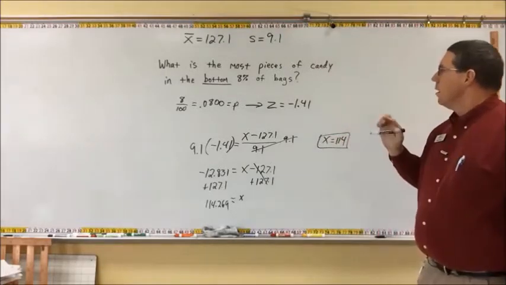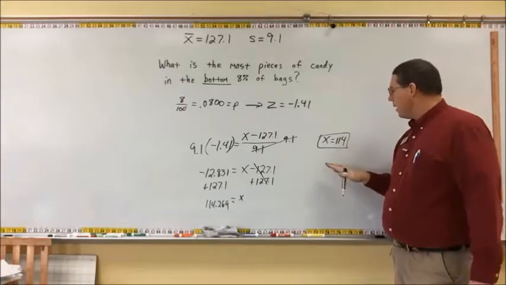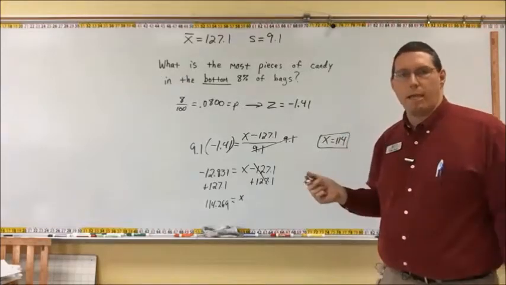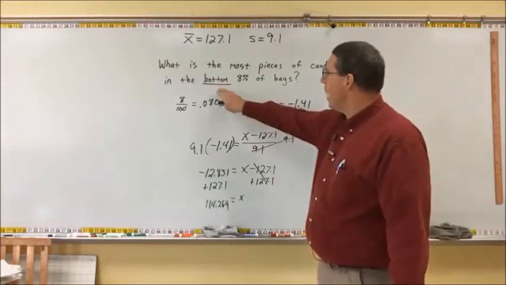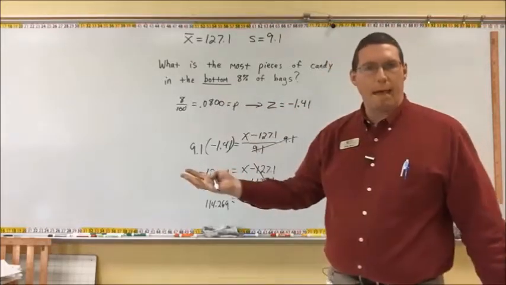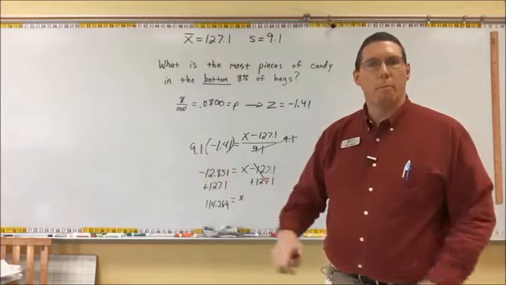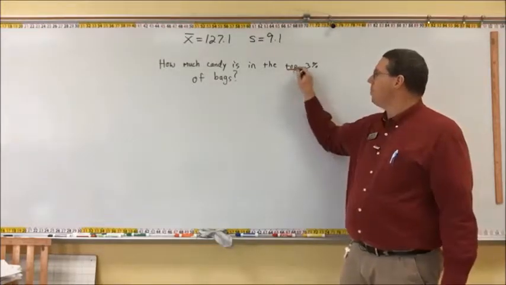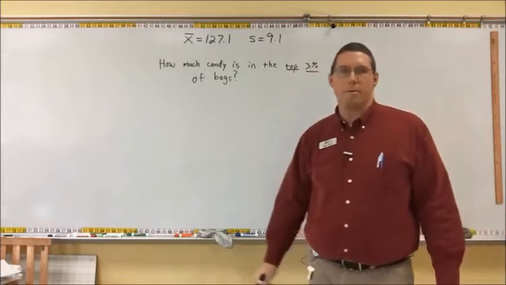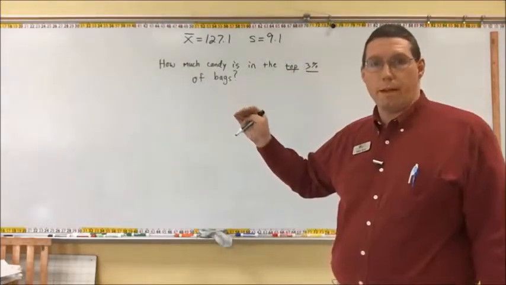So any bag that has 114 pieces of candy or fewer than 114 pieces of candy is in the bottom 8% of all the bags. Okay? Let's try just a couple more. All right, so this question says how much candy is in the top 3% of bags? So this is a top percentage, all right?